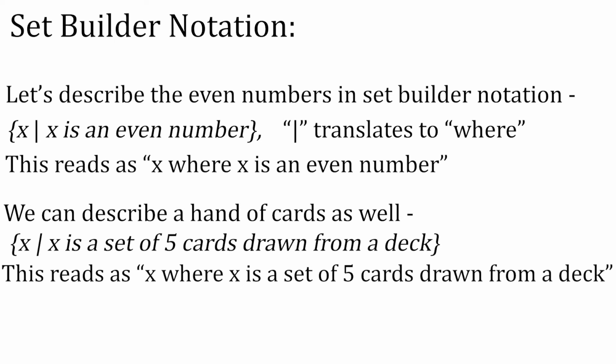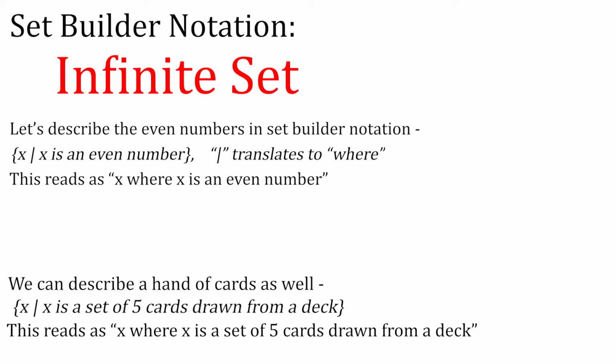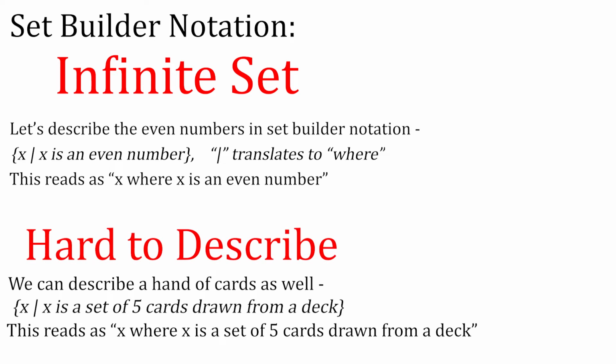We could also define a hand of cards by writing {x | x is a set of 5 cards drawn from a deck}, and then we have our hands of cards. Set builder notation is best when the sets are infinite because you can't write them all down with commas, and if they're really hard to list, like with our cards, I can't really write all that down inside of a set, so I just use set builder notation to define my set.